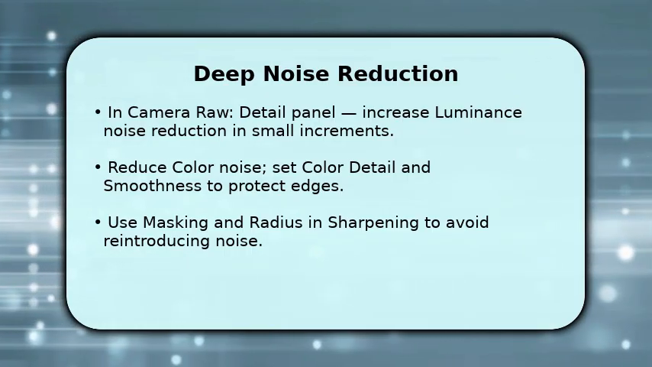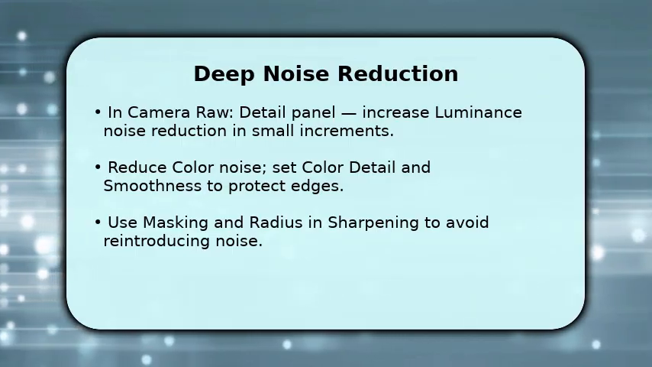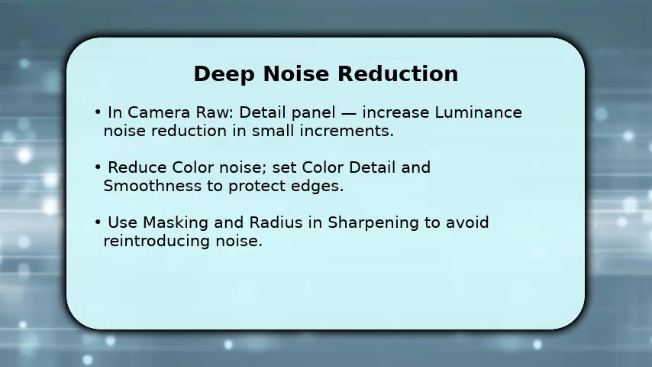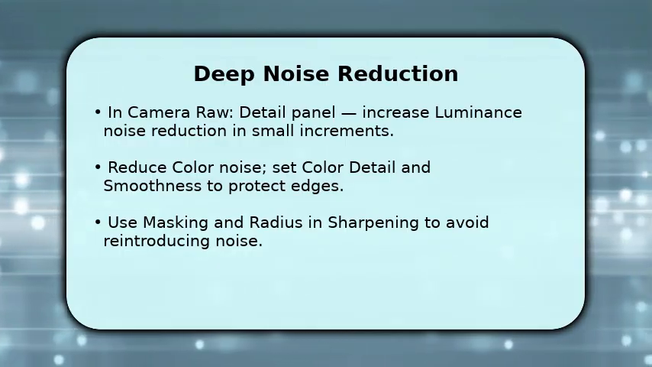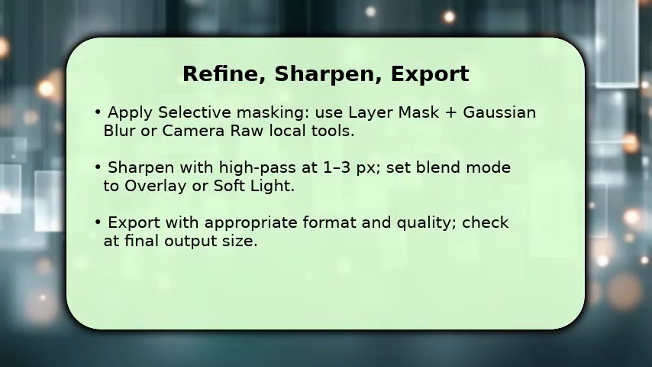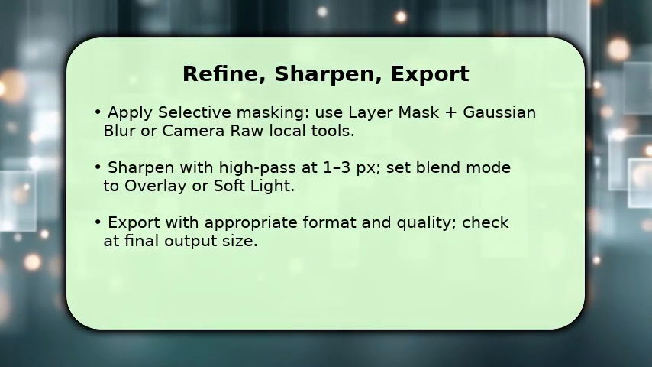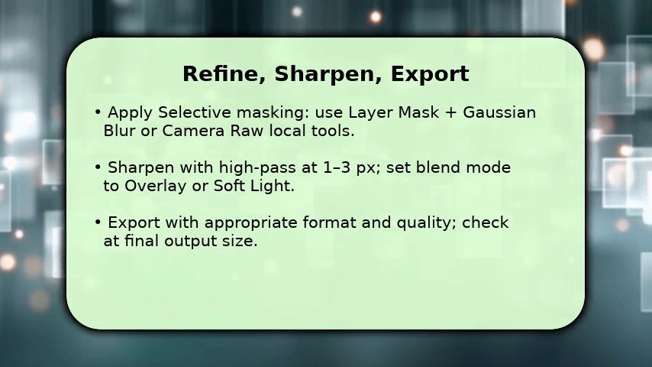Use sharpening with masking and radius to limit sharpening to edges so you don't accentuate remaining grain. Make small, iterative changes and toggle the finish by selectively restoring micro-detail. Create a mask and paint where texture must return, or use Camera Raw local brushes to target faces or edges.